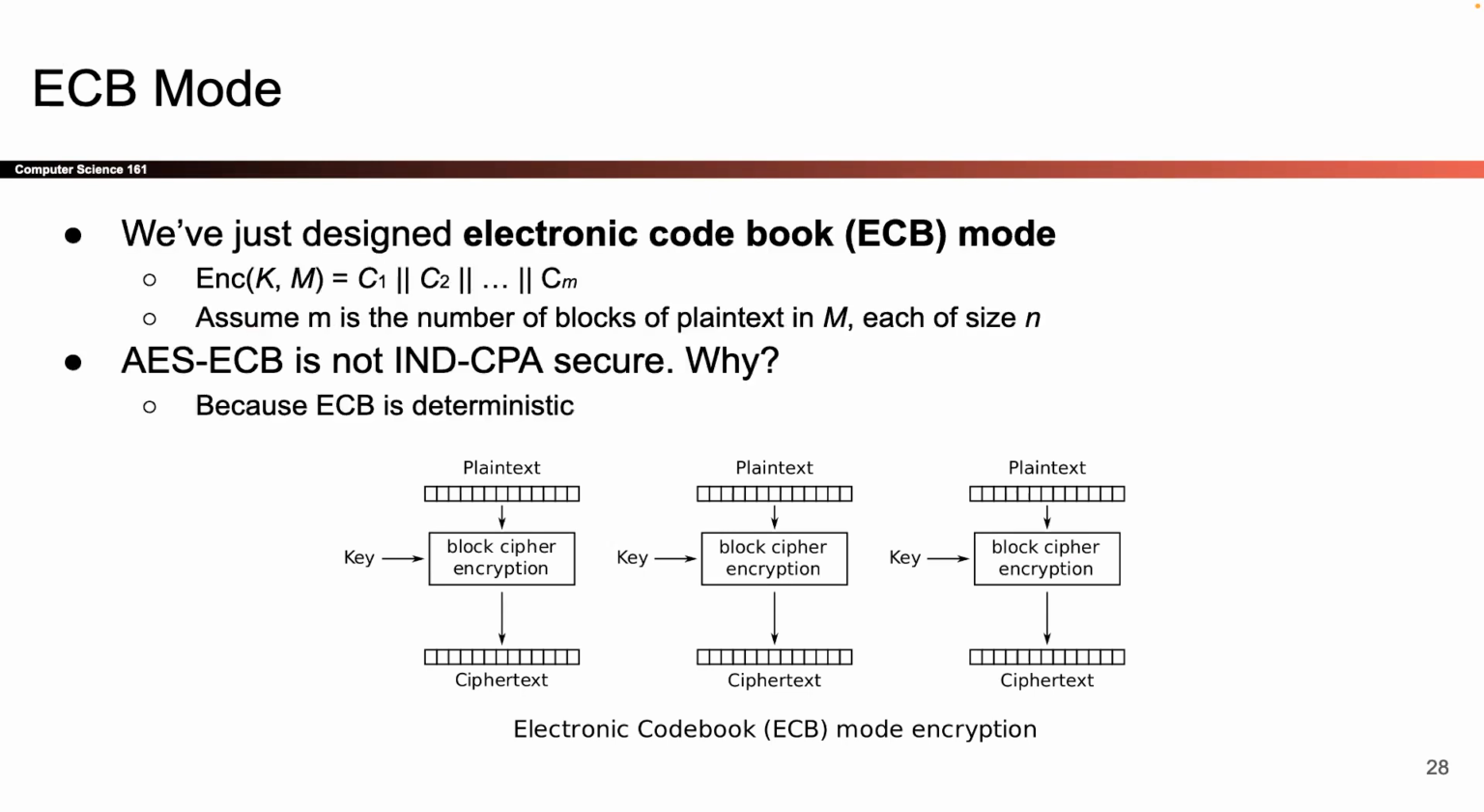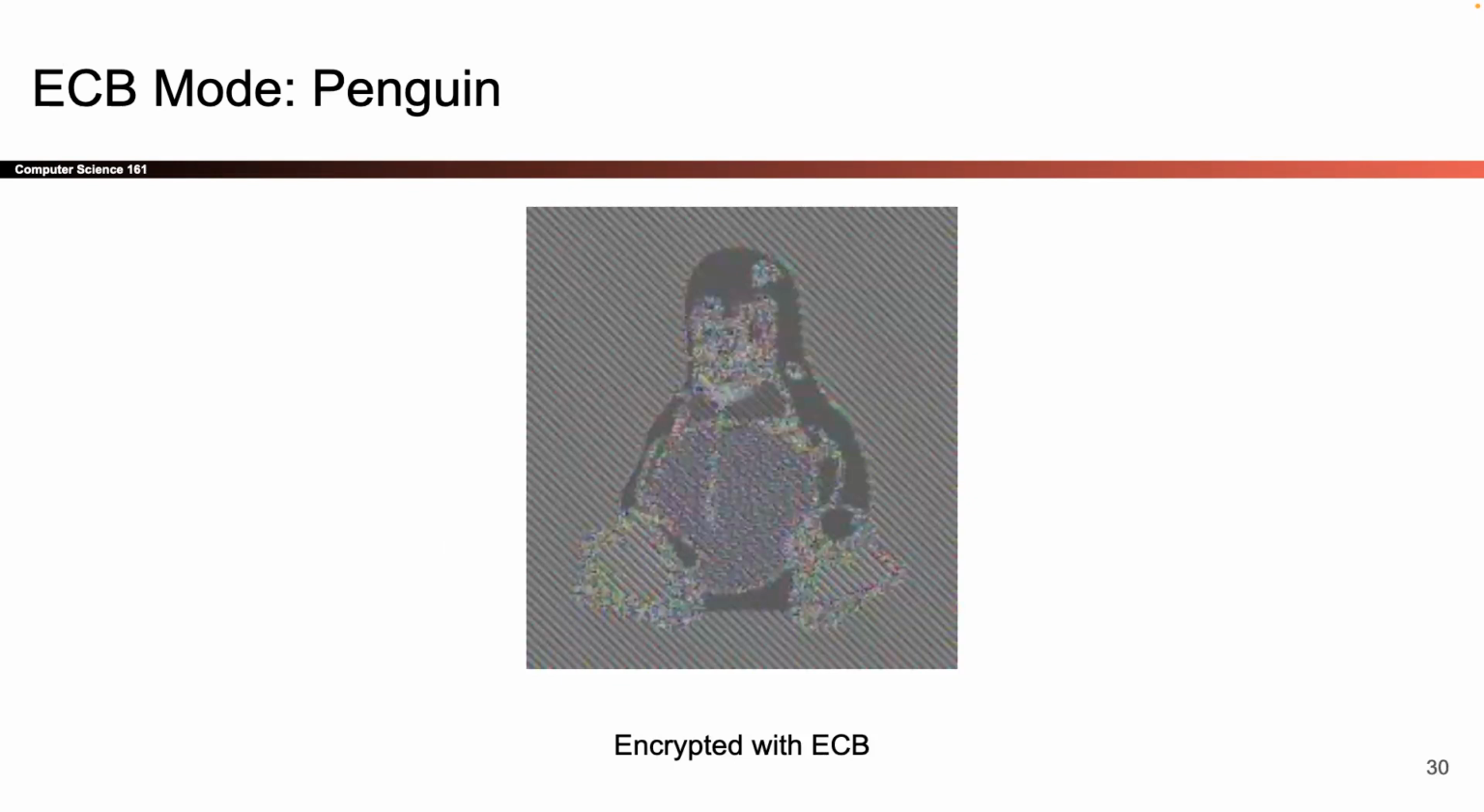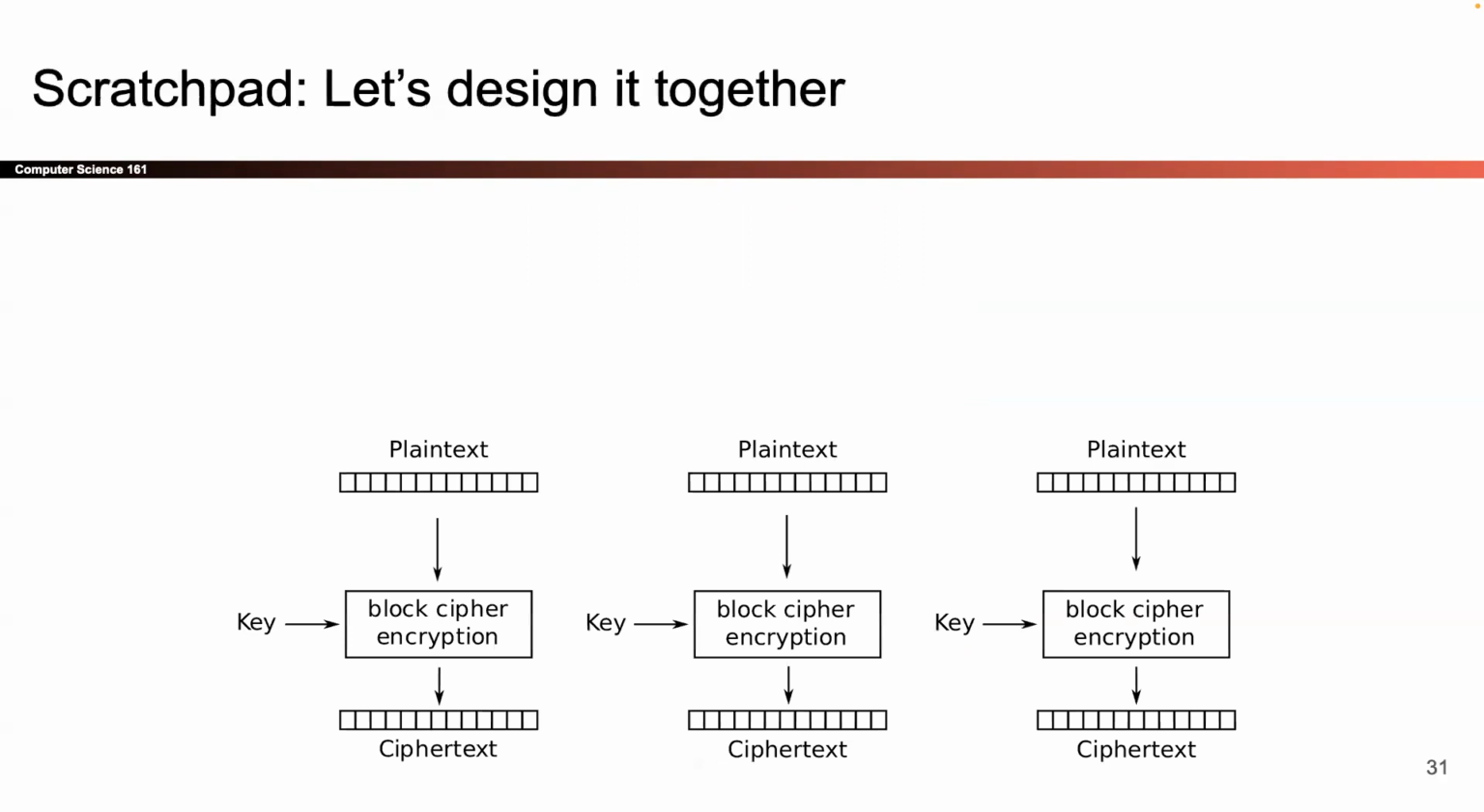So this works, but it's not IND-CPA secure. Why is that? Because we talked about how there's still no randomness. If you encrypt the same thing 10 times, you get the same output 10 times. We saw it with the penguin. If you encrypt this penguin 10 times, you get the same output 10 times. If you use a block cipher that's deterministic, the penguin is still visible. So we don't like that. We've got to fix it. So let's fix it today.